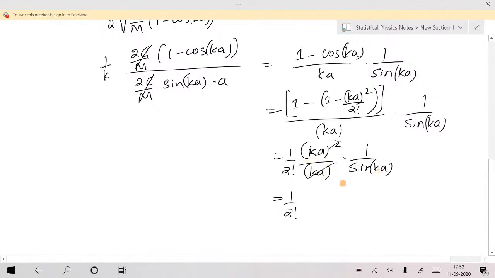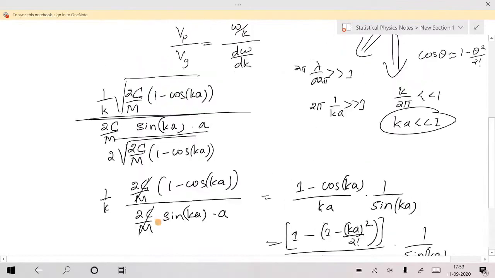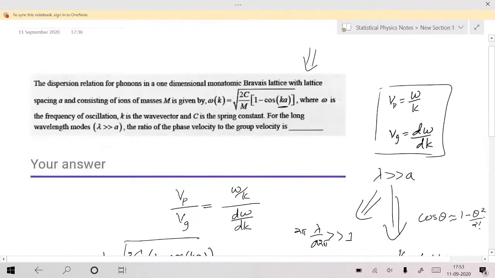Now at very small ka, sine ka divided by ka is nearly equal to 1, or you can approximate sine theta nearly equal to theta. So ka divided by sine ka, when ka is small, is also nearly equal to 1 by 2 factorial, that's equal to 1 by 2.